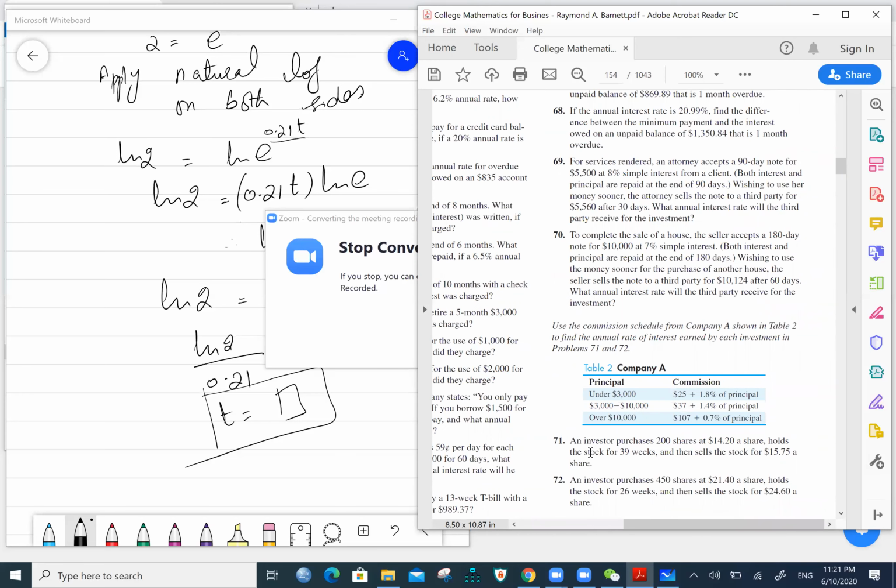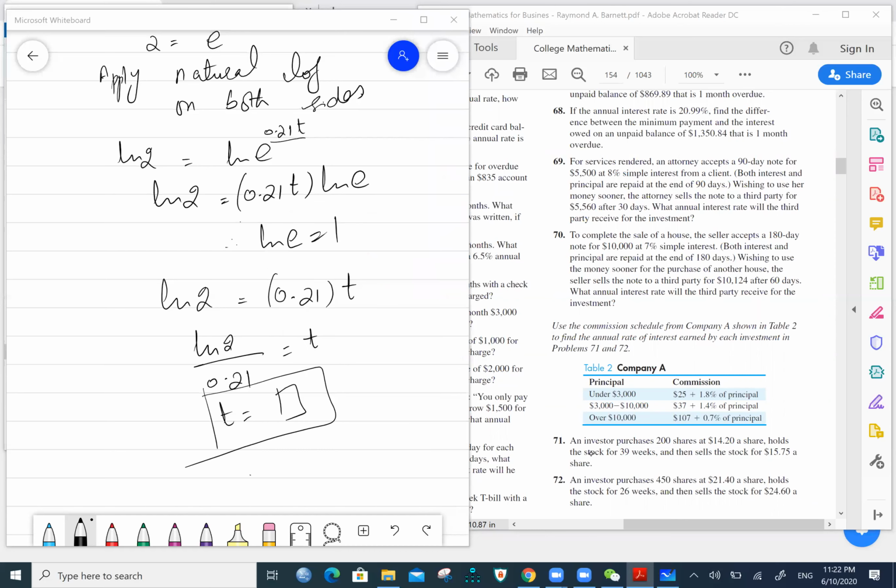For service rendered, an attorney accepts a 90-day note for $5,500 at 8% simple interest from a client. Wishing to use her money sooner, the attorney sells the note to a third party for $5,560 after 30 days. What annual interest rate will the third party receive for the investment?